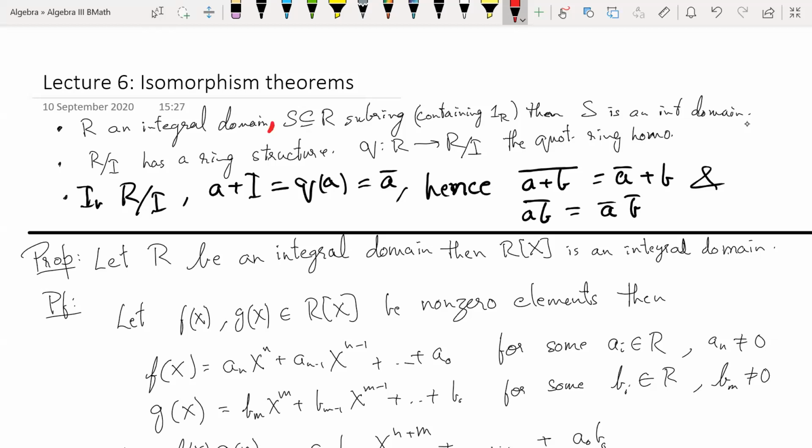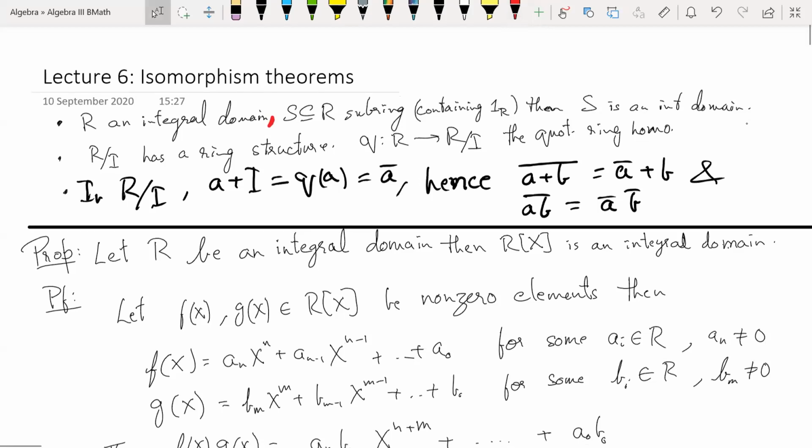And then we gave a ring structure to R mod I. This was the construction of the quotient ring. So R mod I is called the quotient ring, or quotient of R by the ideal I. And we had this quotient map from R to R mod I, the quotient ring homomorphism. We saw that this is a ring homomorphism, and we in fact saw that this is surjective.